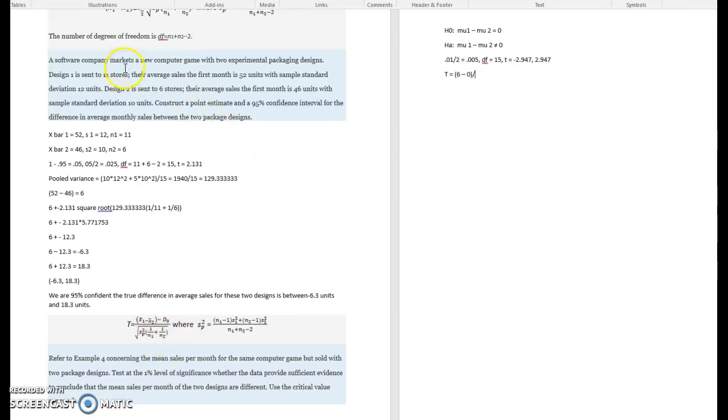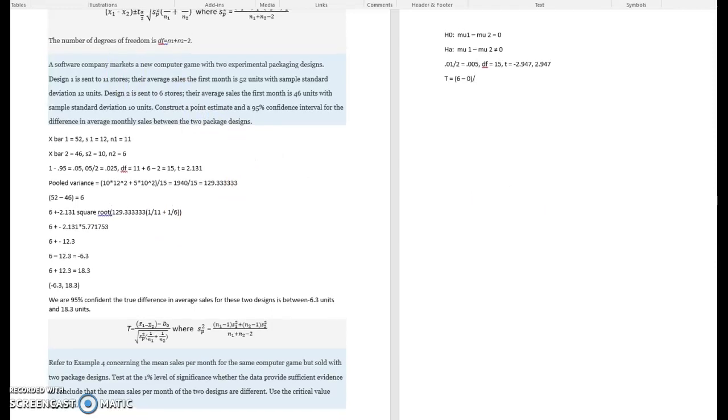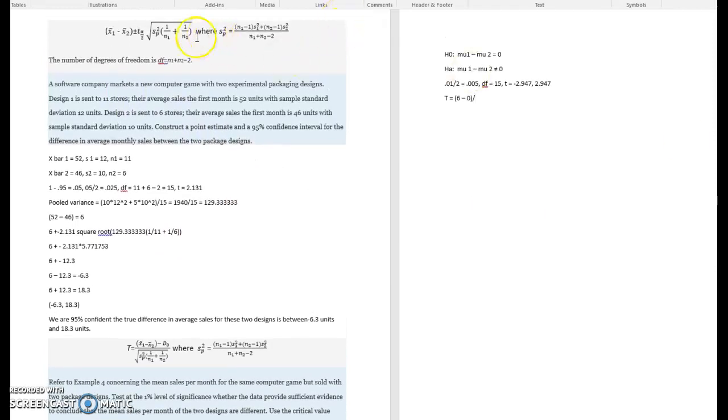Now the truth is, up here, when we were doing a confidence interval in the last example, notice that that is almost all of the right side of the confidence interval. And when I did my calculations, I left the t of alpha over 2 out, and here is the square root of the pooled variance times 1 over n1 plus 1 over n2. So we can just borrow that number from right here. We're going to have 5.771753 on the bottom.